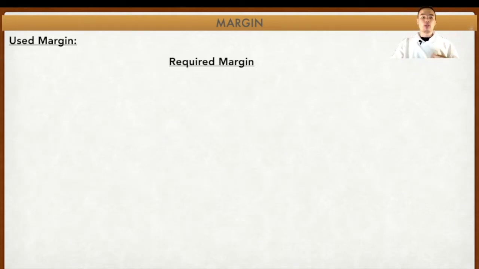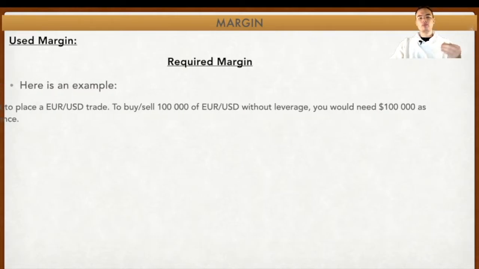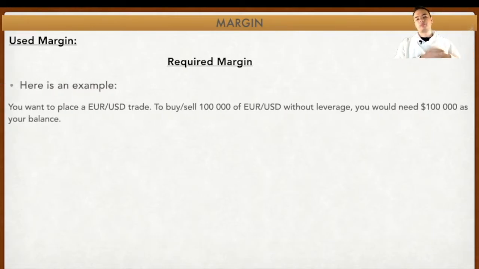Okay, here's an example of required margin. So let's say you want to place a trade. Euro USD trade. Okay, if you want to buy or sell 100,000 of Euro USD without leverage, you would need $100,000 as your balance. That is without leverage. So you need that whole amount.